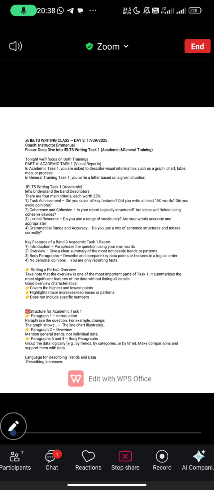Okay, so for task achievement, the descriptor mark is 25%. Did you avoid opinions? For academic training, you don't put your opinion. You don't say, I think. No, you don't do that. It's not subjective, it's objective.